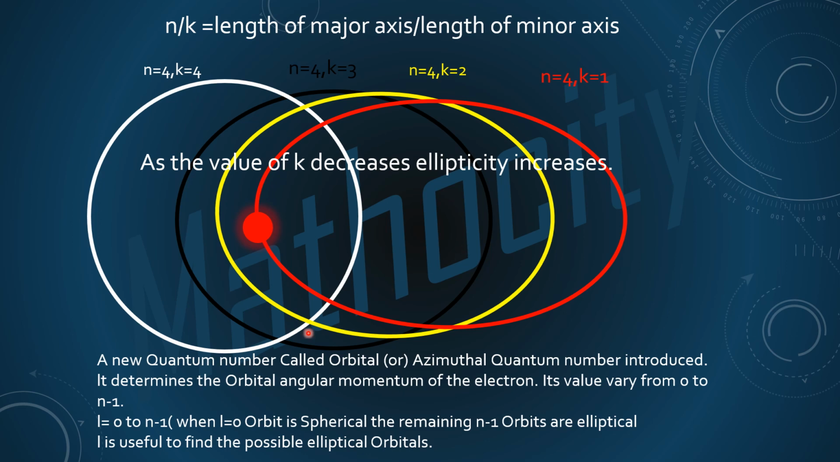A new quantum number was introduced by Arnold Sommerfeld while proposing the theory of elliptical orbits, known as the azimuthal quantum number, and it is denoted by L. It takes the values from 0 to n minus 1. When L is equal to 0, the orbit is spherical and the remaining n minus 1 orbits are elliptical. At the same time, the azimuthal quantum number L is useful to find the possible elliptical orbits.